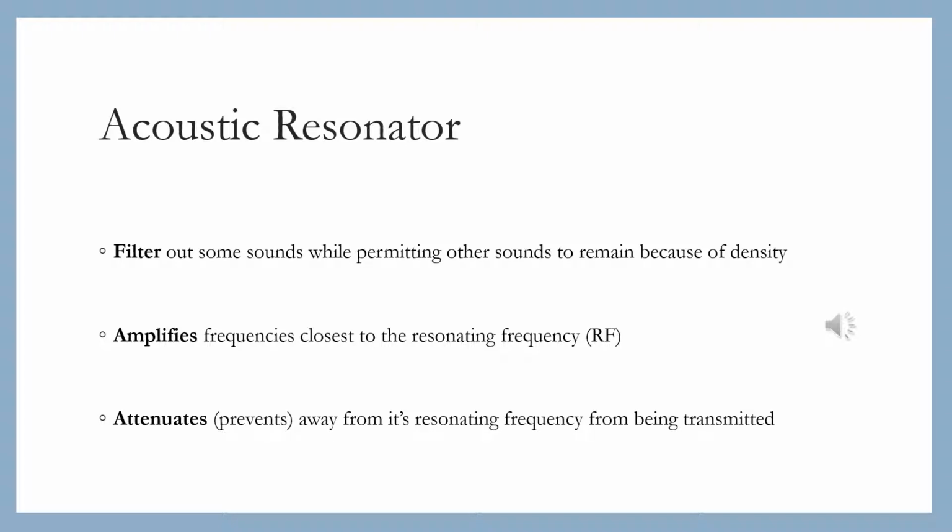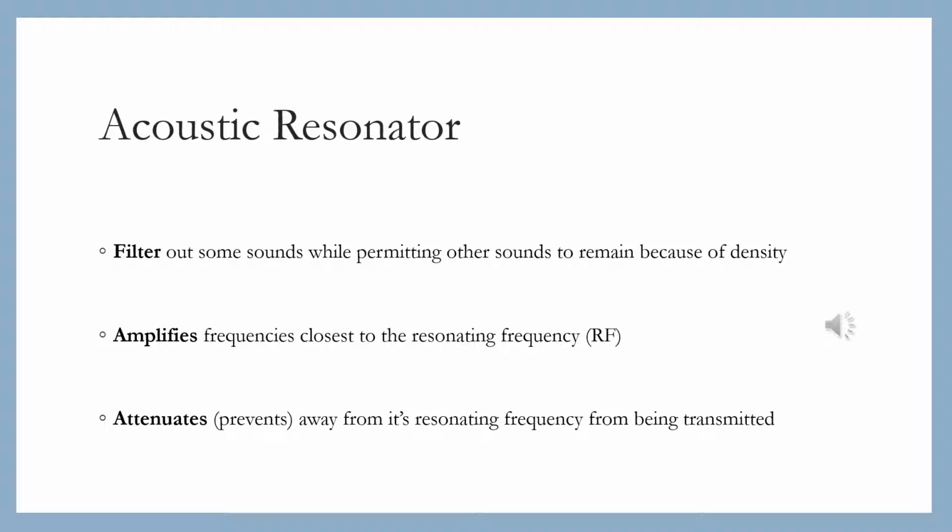So once again, we're just going to hit on a few extra points about an acoustic resonator, because it's very important, especially with the production of sound. Some things to point out that make it a little different from a mechanical resonator is that it filters out some sound while permitting other sounds to remain because of density. So again, if we think about our guitar example, by having that cavity in the strings, it's able to permit some sounds to come out but others not to.